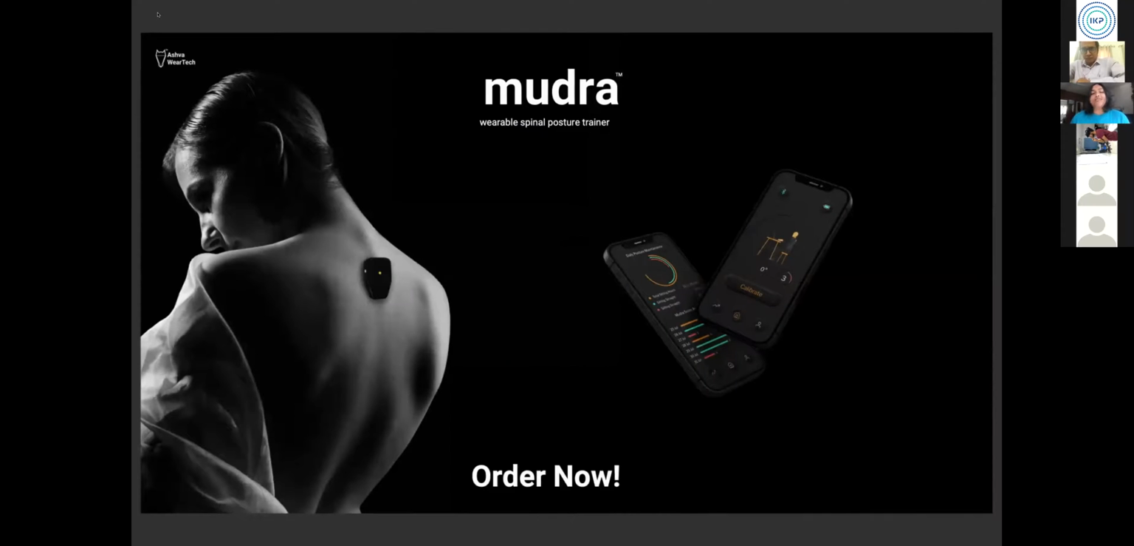We have a second product, which is kind of an offspring of Fitness Assess. It's called Mudra. This Mudra is a wearable device for spine posture correction. It is based on Pavlov's theory of classical conditioning: every time you slouch when you're sitting, it gives you a vibrational feedback so that it reminds you to sit up straight. This is also connected with a mobile phone app, and we're already selling this product now.